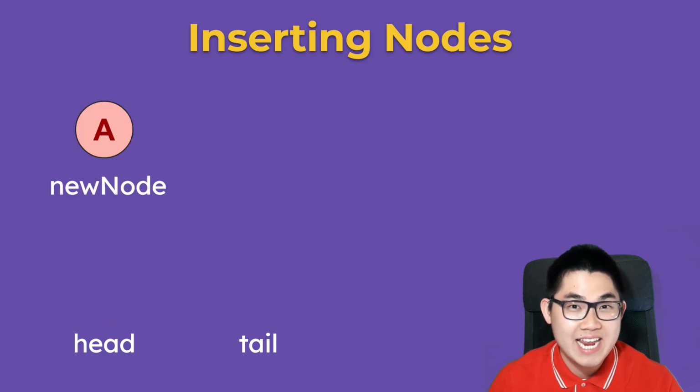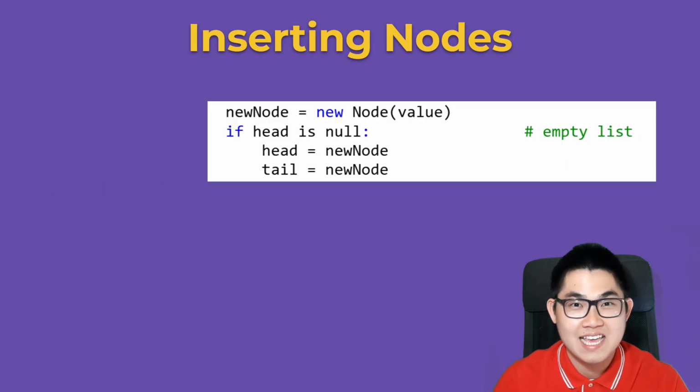We can create a new node, and all we have to do is point head and tail to this new node, just like this. And here is our pseudocode. We create a new node and check if the list is empty. And that's if the head is null. You don't really have to check if the tail is null. You can just check the first one. And if the list is empty, we just point the head to the new node. So this means point head to new node and point the tail to the new node.